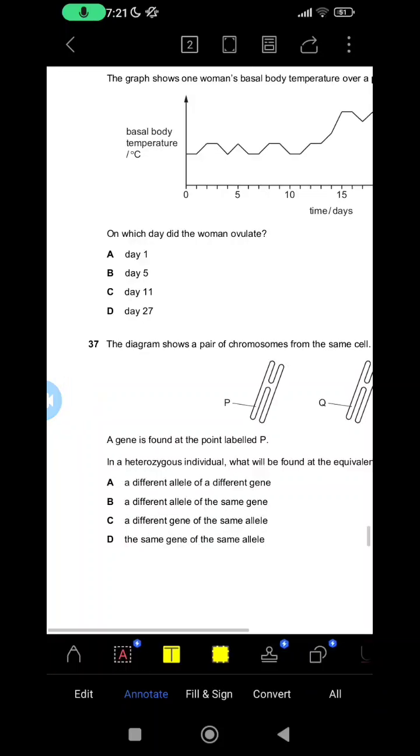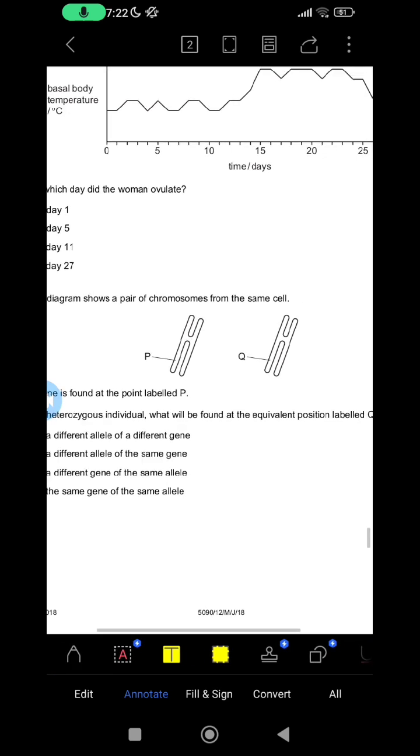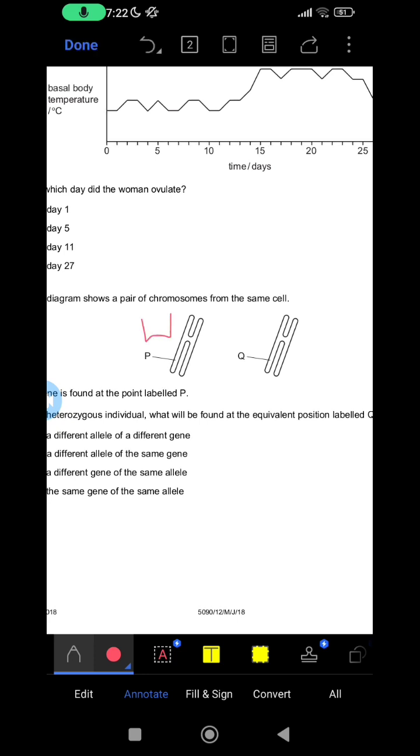Now we know that in a heterozygous individual, both the alleles are not the same, they are different. For example, at point P, the gene present is controlling the color of his skin. For example, W for white and small w, which is recessive. Now this is a capital W and the one above Q is a small w.